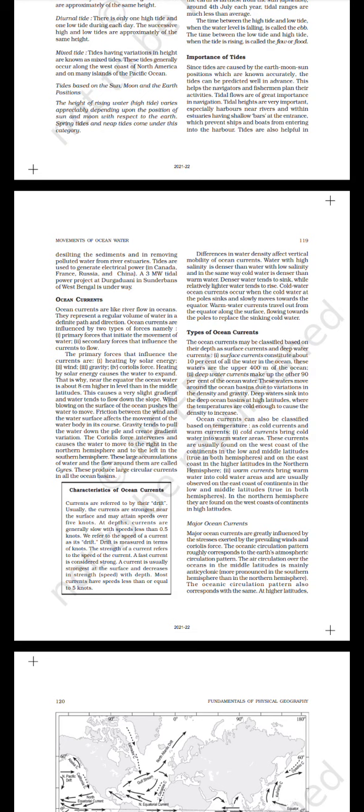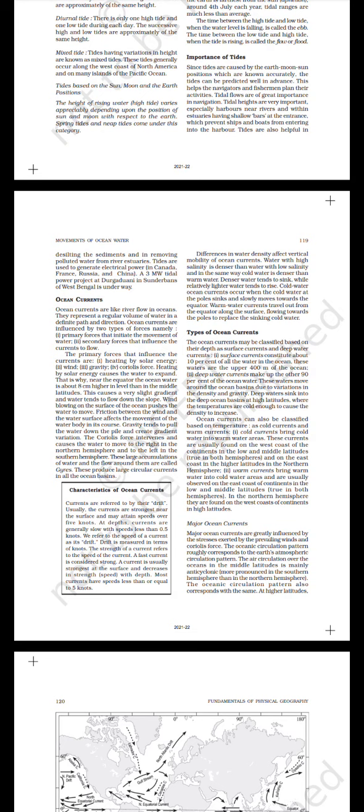Differences in water density affect vertical mobility of ocean currents. Water with a high salinity is denser than water with a low salinity, and in the same way cold water is denser than warm water. Denser water tends to sink while relatively lighter water tends to rise.